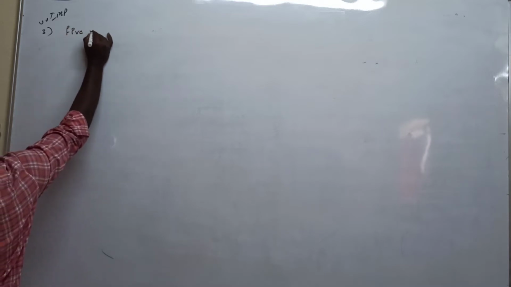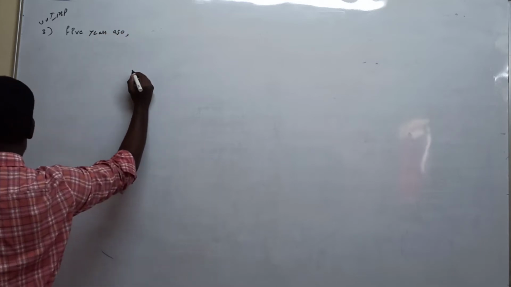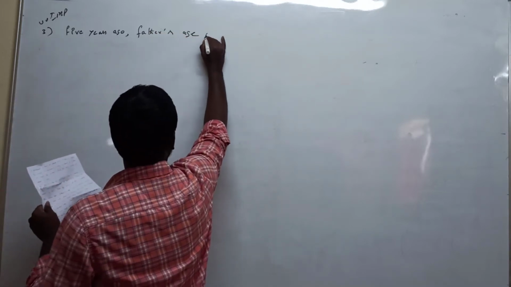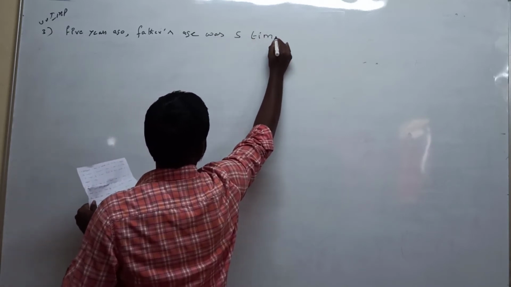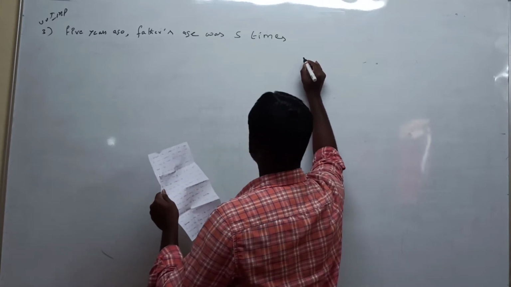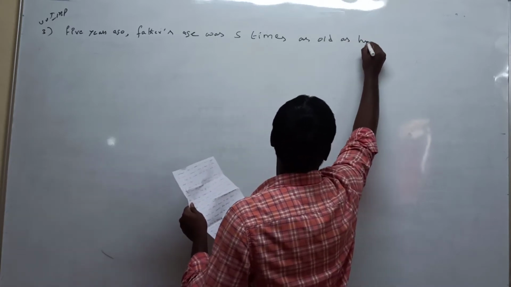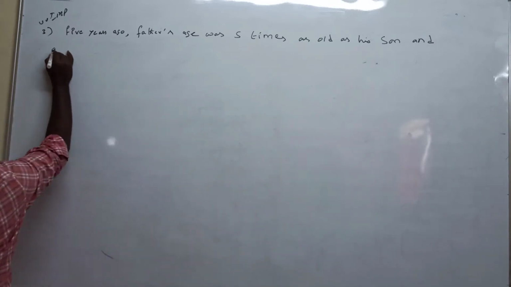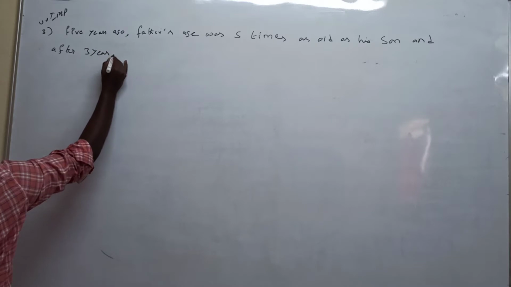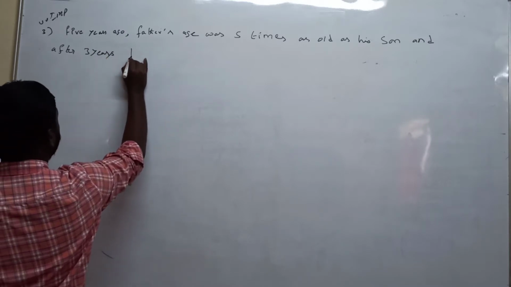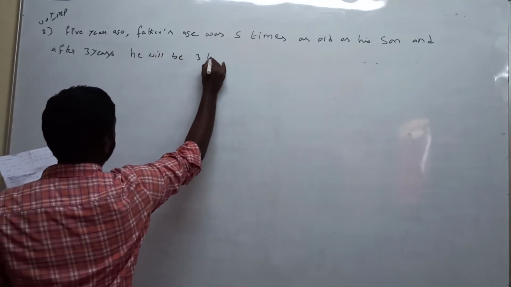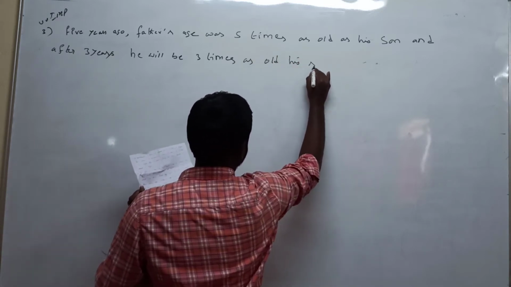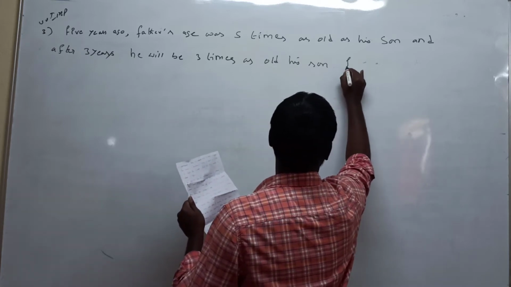Five years ago, the father's age was 5 times as old as his son, and after 3 years he will be 3 times as old as his son. Find their present ages.